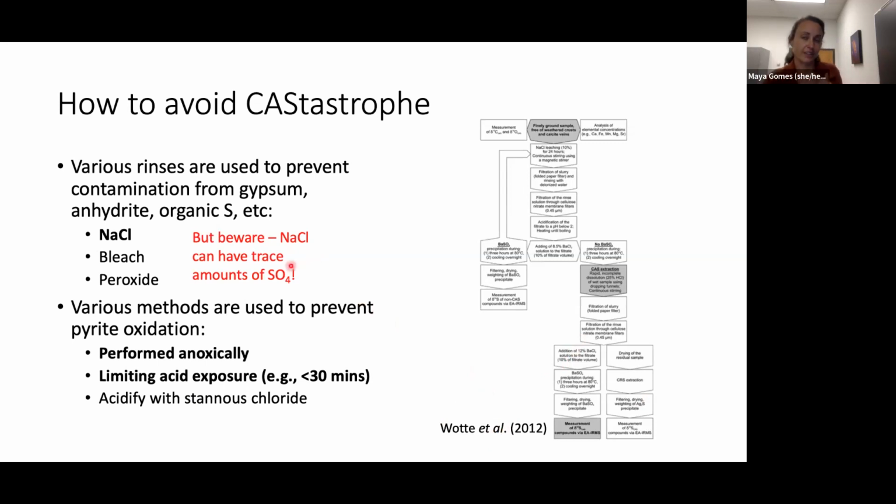I do want to mention that you should beware. A lot of the sodium chloride that you get from, like, Sigma or Hydrogen Sulfide has trace amounts of sulfate. So do your due diligence and do a bunch of blank analyses to make sure that you don't get contamination from the sodium chloride.